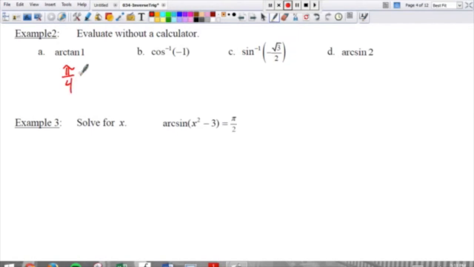Now I say again, if you said 45 degrees, yeah, you are sort of right, but you will be marked wrong every time. It needs to be pi over 4.